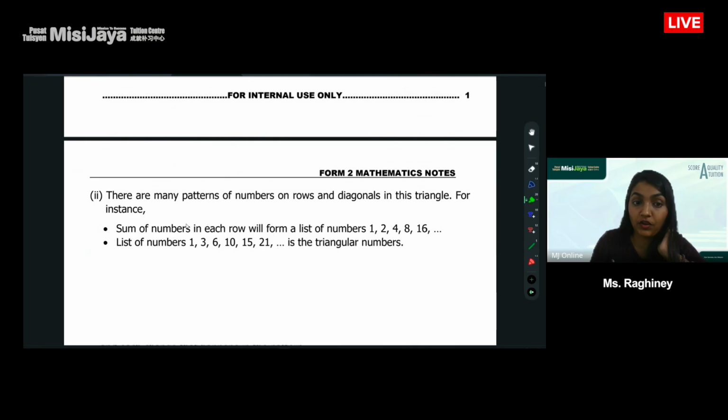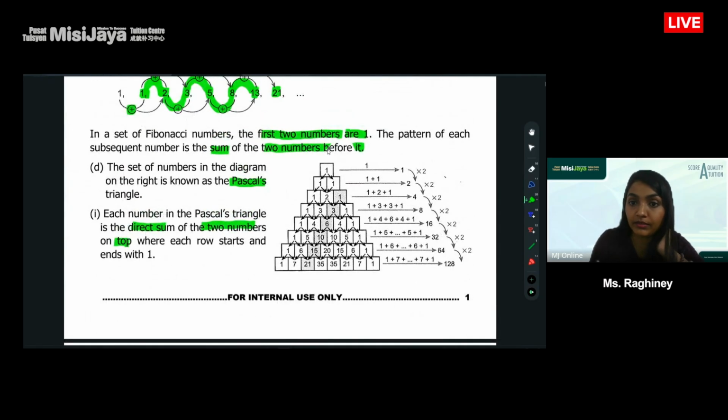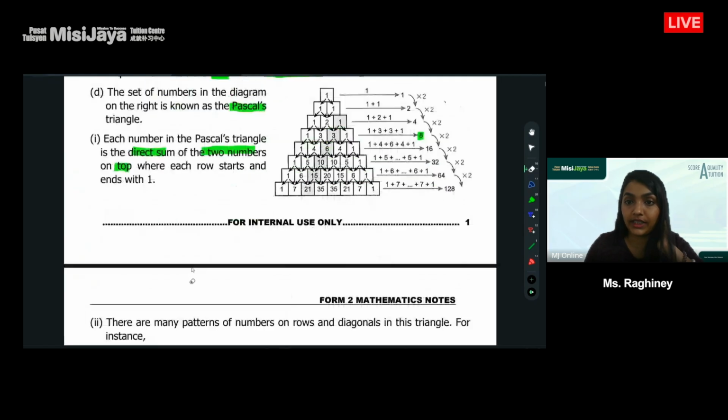The sum of numbers in each row will come up with 1, 2, 4, 8, and 16. Where is this? Yeah, you can see it here. If I make this triangle and then sum up everything inside that row, 1 plus 1, 1 plus 2 plus 1, 1 plus 3 plus 3 plus 1, I can get this kind of pattern. What other patterns can I get over here?